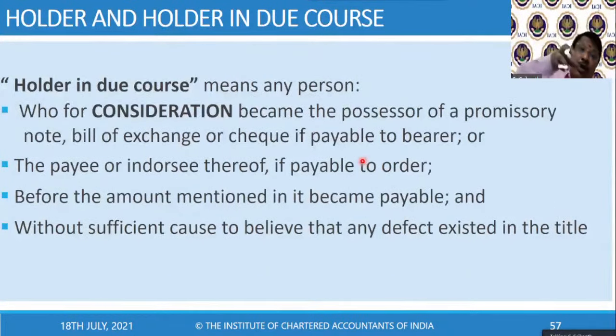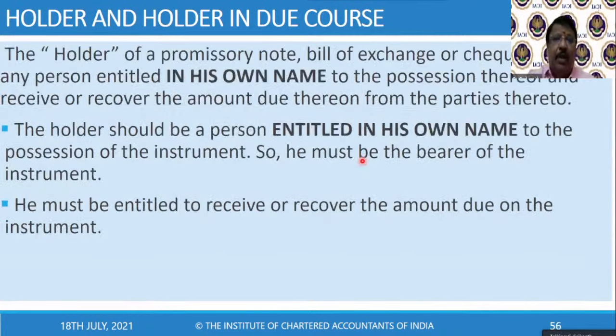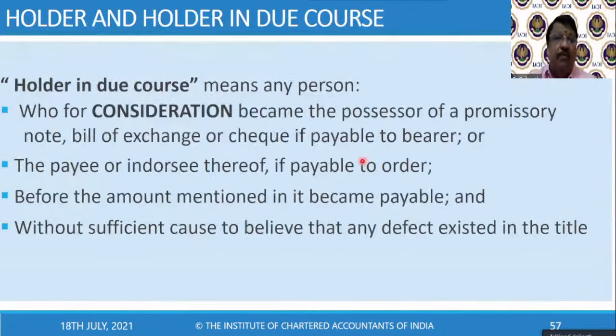Now, who is a holder in due course? Be careful. Holder is simply a person entitled in his own name. Whereas holder in due course, very, very important, is one who for consideration became the possessor of a promissory note. So consideration has to be proved. So if you're saying he's not a holder in due course, you have to prove that consideration was not given. Okay. The payee or endorsee thereof, if payable to order.